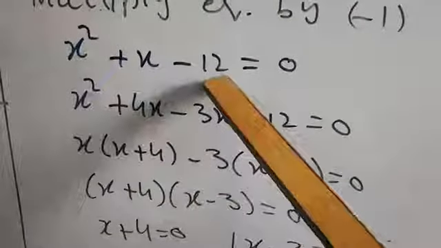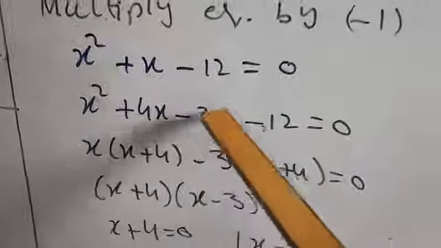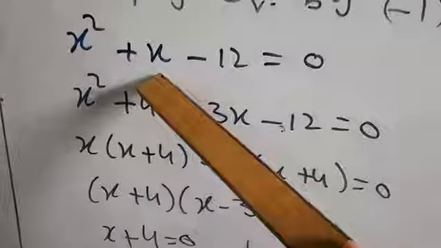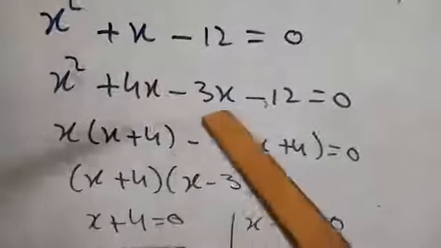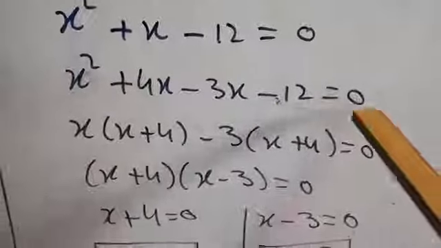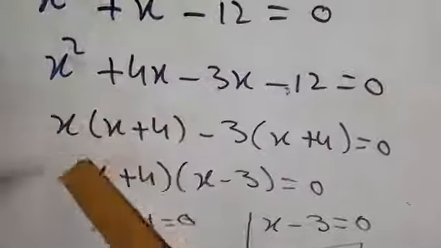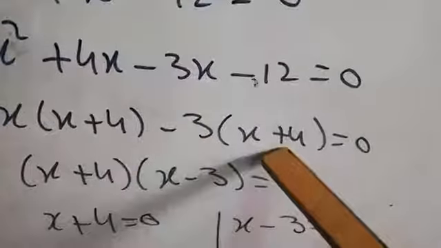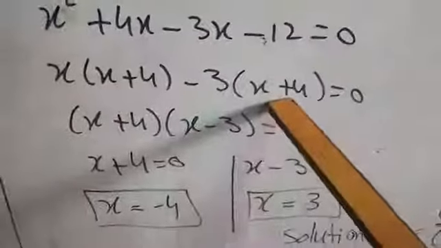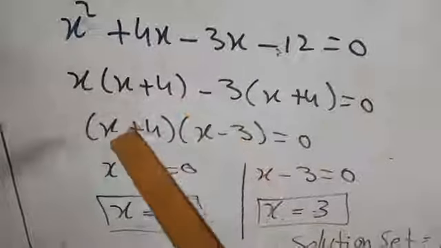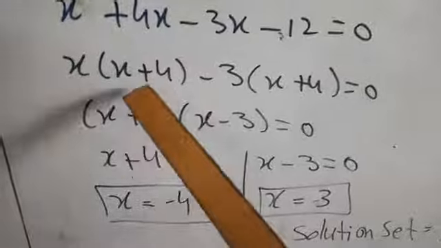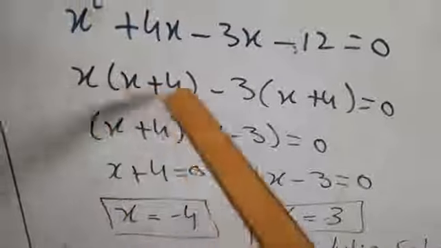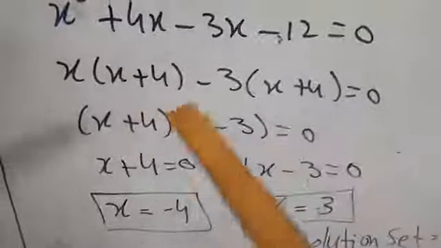4 3s are 12. The combination is 4 3s are 12 and 4 minus 3 equals 1. So we will break this middle term and get x square plus 4x minus 3x minus 12. By taking x as common, it will become x plus 4, and taking 3 as common, we will get x plus 4 again. My dear students, you can see that x plus 4 is common. So we will take x plus 4 as common and write the other values as x minus 3. Their product is equal to 0.